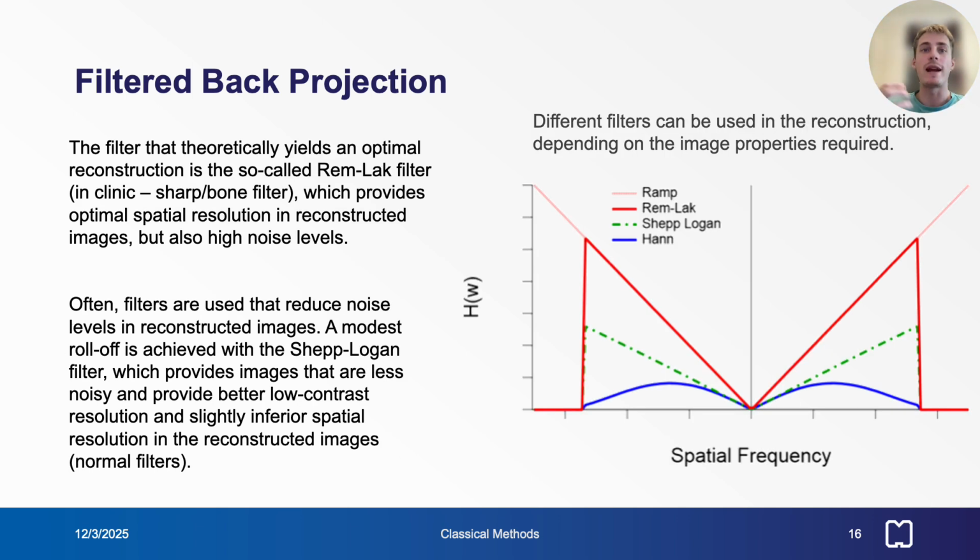The filter that theoretically yields an optimal reconstruction is the so-called Ram-Lak filter, which in the clinic is usually called the sharp or bone filter. This provides optimal spatial resolution in the reconstructed image, but also high noise levels. Often, filters are used that reduce noise levels in reconstructed images. A modest roll-off is achieved with the Shepp-Logan filter, which provides images that are less noisy and provides a better low contrast resolution and slightly inferior spatial resolution in the reconstructed image.